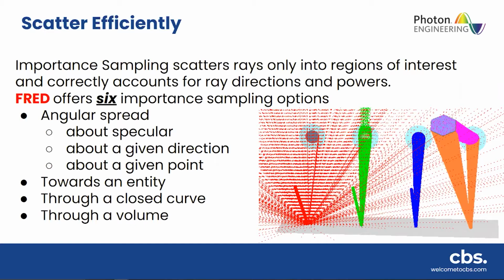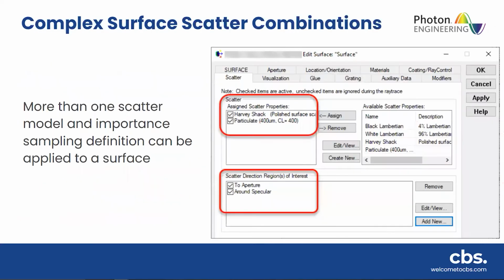There is also the option of defining curves in space and scattering to those curves. This option is the one I'm going to use in the demonstration that follows, because scattering through a closed curve is one of the most efficient ways of handling scatter within Fred. And then the final option is scattering through some volume, so we can define a sphere or an ellipse and scatter through that too. So the importance sampling is of course critical.